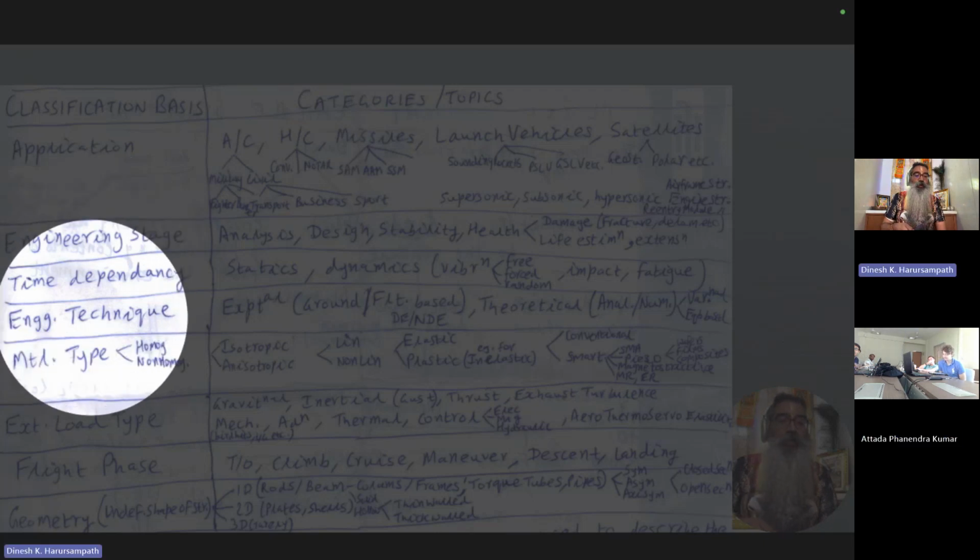So next, let's move on to the fourth way of classifying what we are going to study. That is based on the engineering technique. What kind of technique are we going to use in order to make the analysis, right?